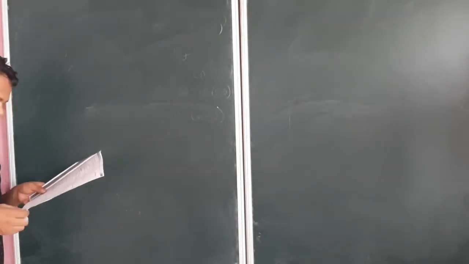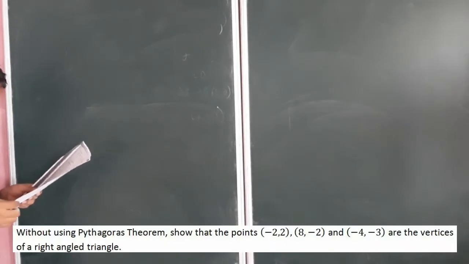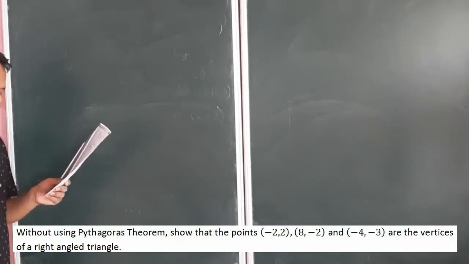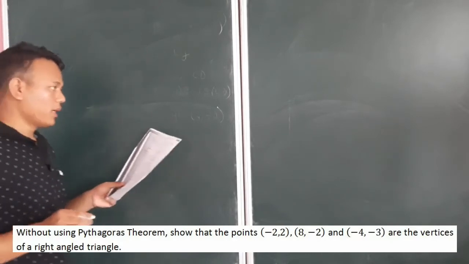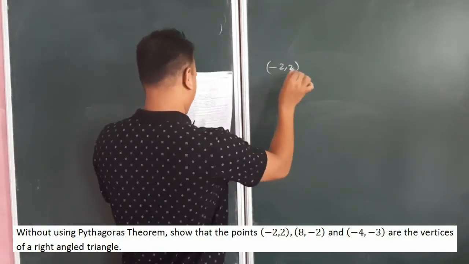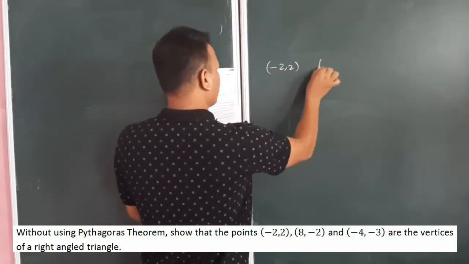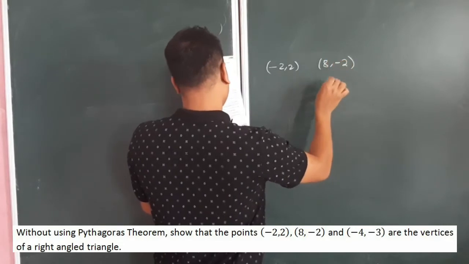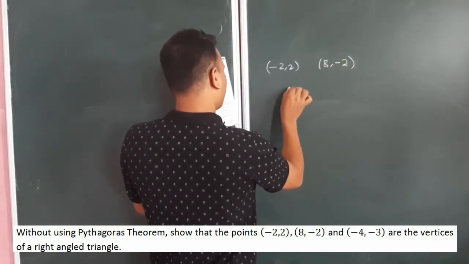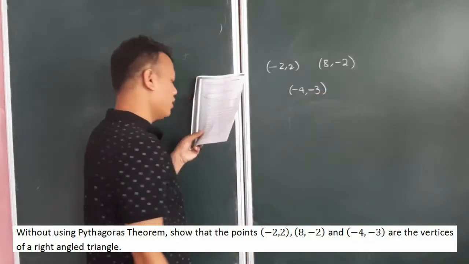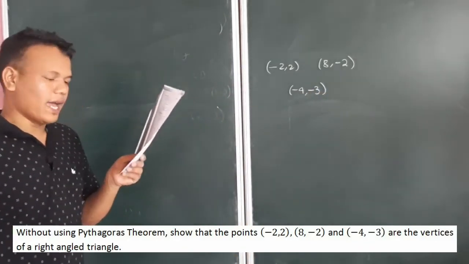Okay, so let me take question number 10. The question says, without using Pythagoras theorem, show that the points (-2, 2), (8, -2), and (-4, -3) are the vertices of a right angled triangle.